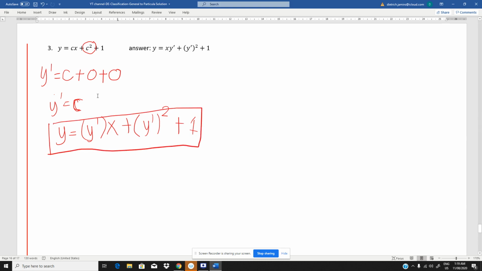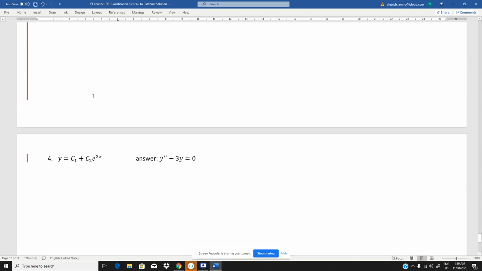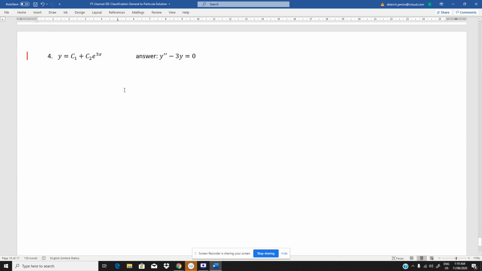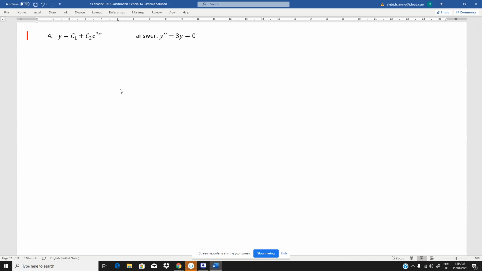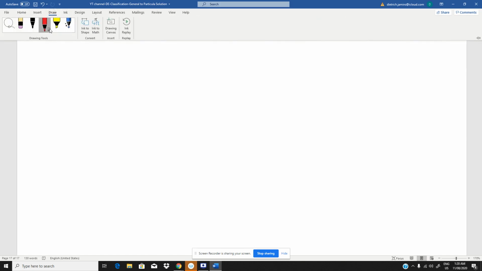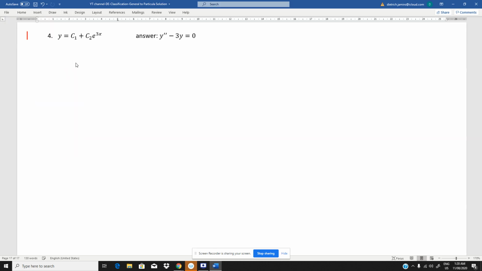Now let's go to our last example. We have the most complicated of all our examples. We are given that y is equal to c1 plus c2 e raised to 3x. As you can see, we have two distinct arbitrary constants, c1 and c2. So I'll just change my ink. Here, we will now take the first derivative. So we will have y prime.